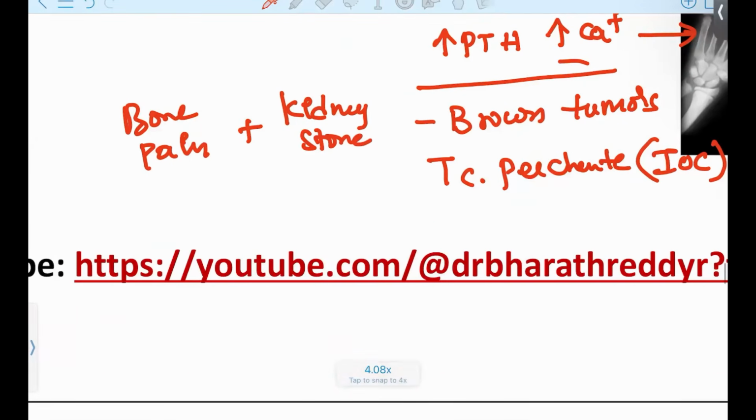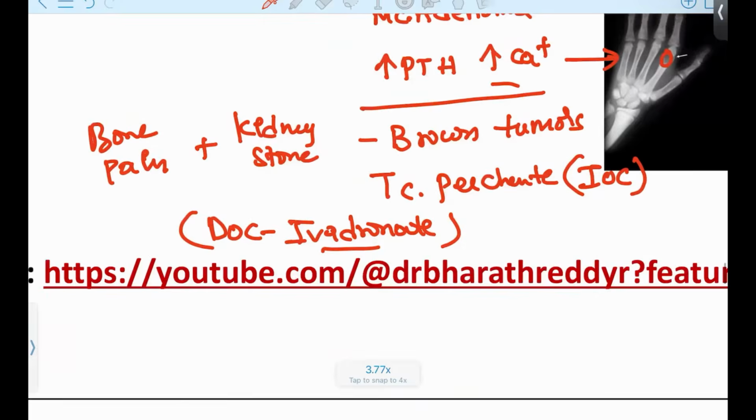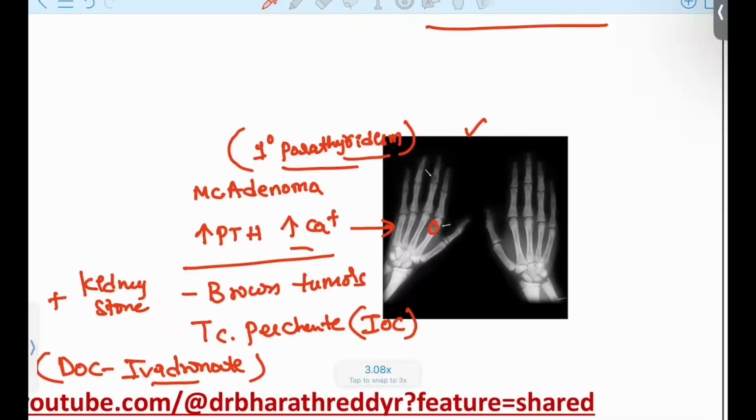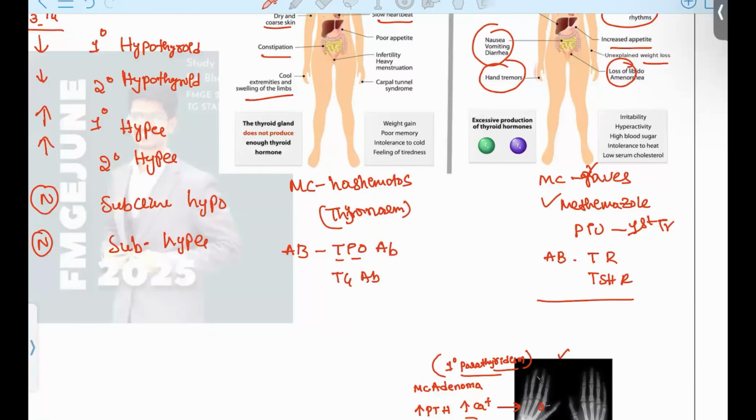Okay, this is how we have to treat these patients. The drug of choice for this patient is ibandronate. You have to give bisphosphonates to treat this condition. Okay, this is what we covered in renal, nephrology, endocrinology, and cardiology.